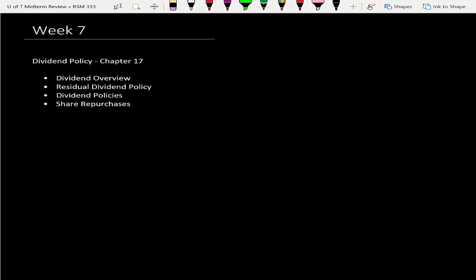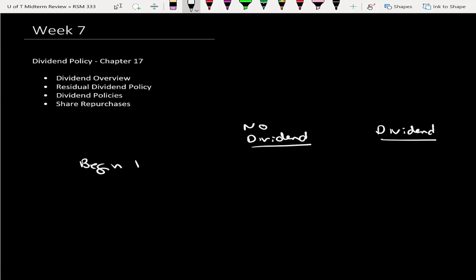People like Warren Buffett don't like to pay dividends because, essentially, he says it damages shareholder wealth. And here's an example of that. Let's suppose you've got a company that pays no dividend and you have a company that pays a dividend. Let's assume everything is the same for these two companies: the same income, same everything. The only difference is their dividend policy.